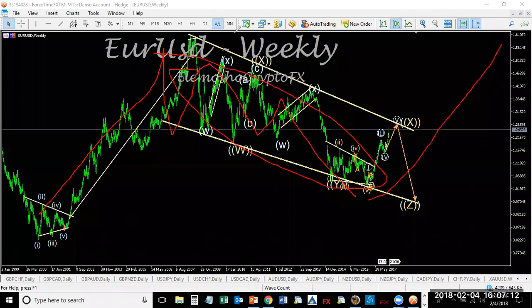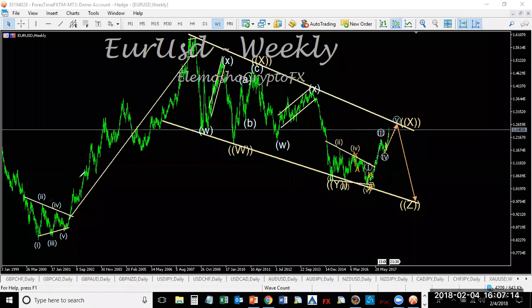So that's one possibility. The second possibility is that the market just does a WXY and goes to the upside without retracing at all. But based on the complex nature of this, we are expecting that it's going to go for the Z before eventually going to the upside.